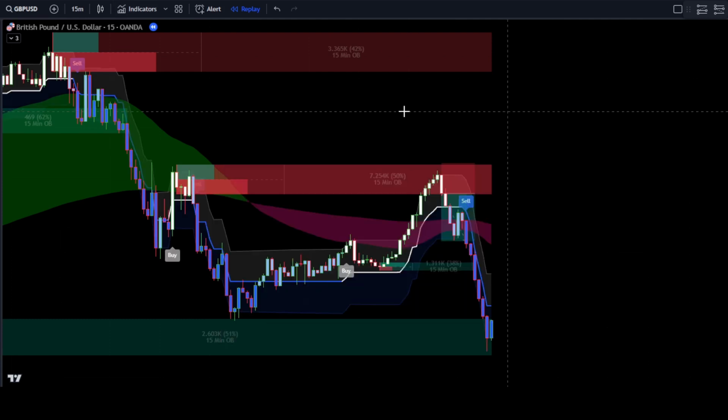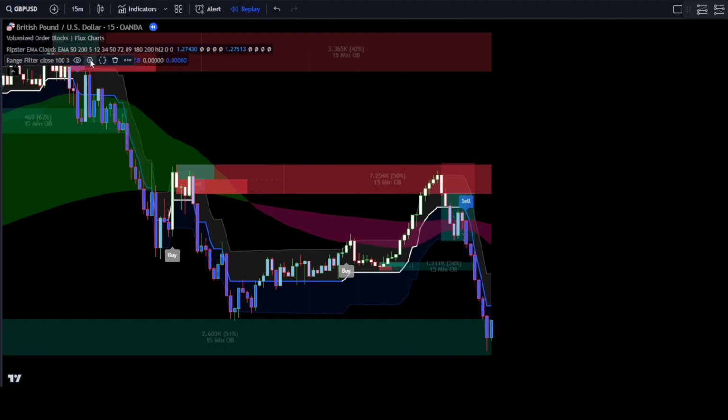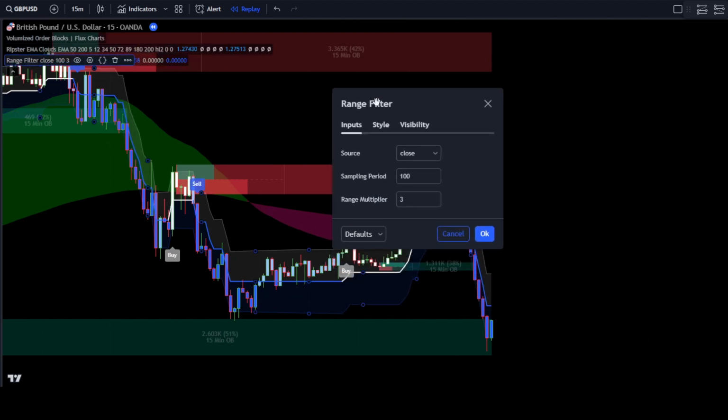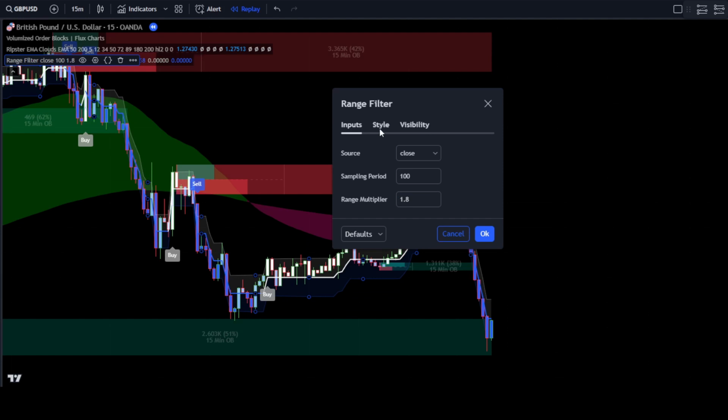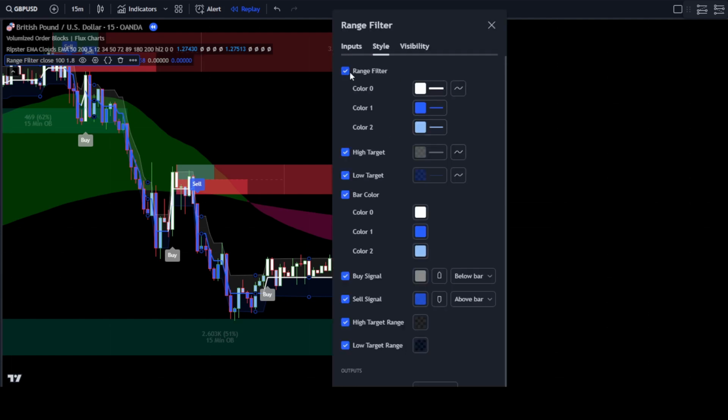Next, make adjustments to the range filter buy and sell 5 minutes indicator. In the input tab, change the range multiplier to 1.8. Then go to the style tab. In the style tab, remove all checkmarks except for the buy and sell tabs.